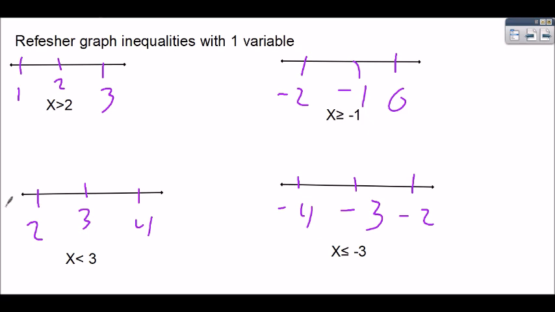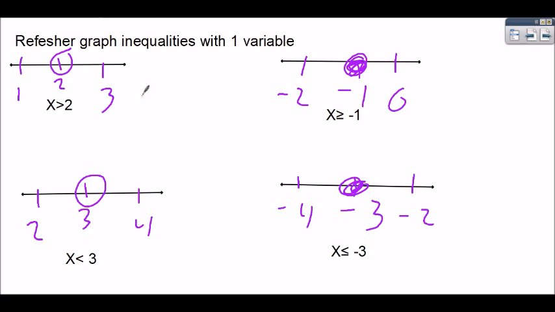Then the next thing we do is we are going to put a circle. If it is just greater than or less than, we put an open circle. But if it's or equal to, we put a closed circle.